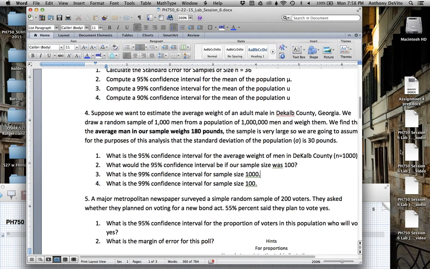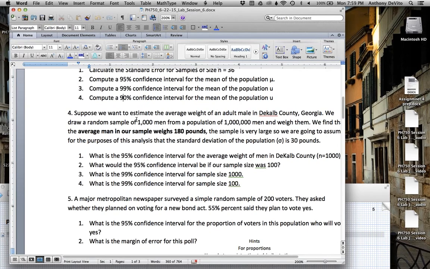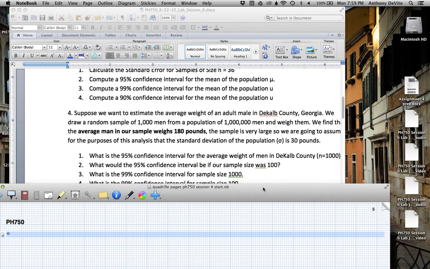Okay, so I'm going to go ahead. I think about half of you guys have done this. So now we're going to take a look at how we would do this calculation to see if you would do it the same way I do it. Okay, so what do we have here? We have a sample. The sample size is 1,000. The mean is 180, and the standard deviation of the population sigma is 30. And we want to calculate confidence interval.